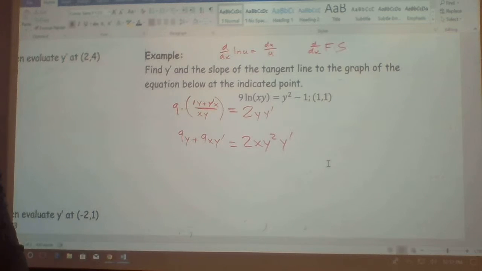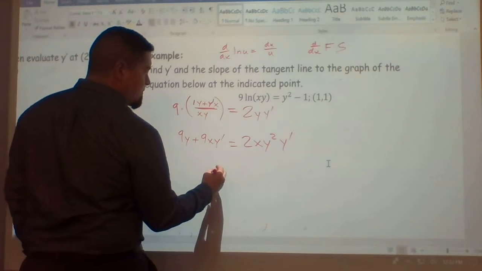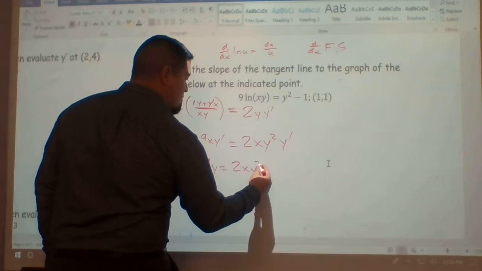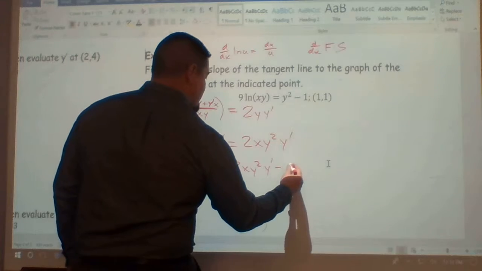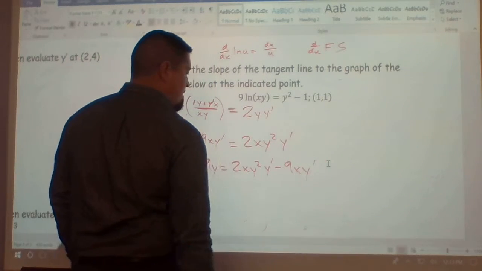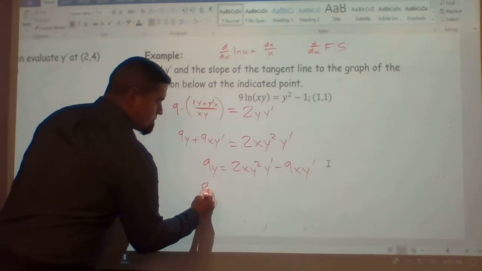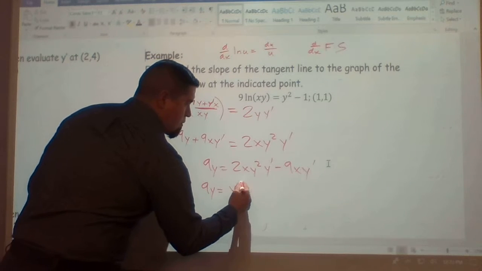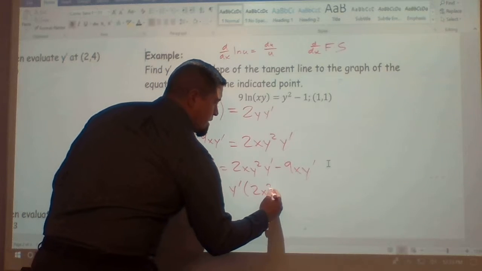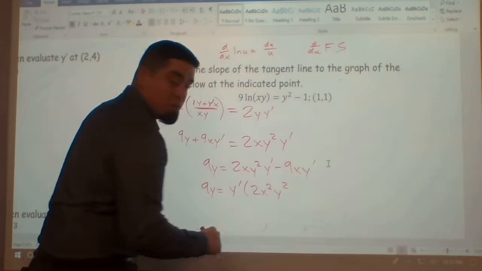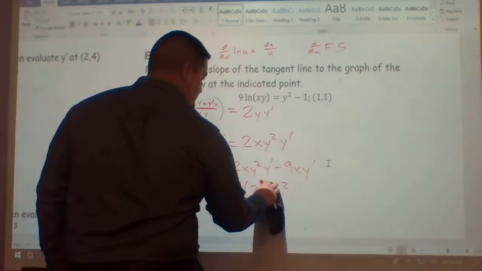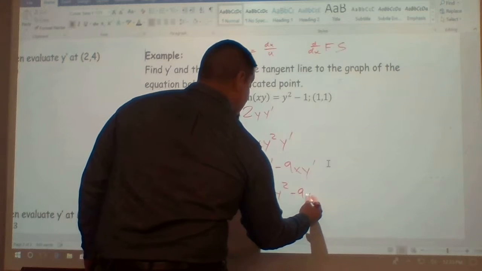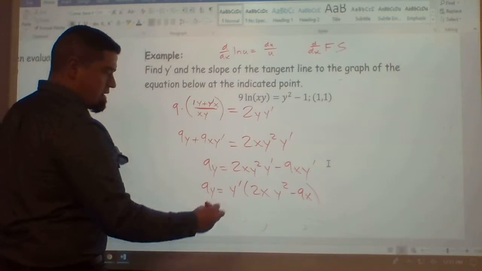So I want to get all the y primes by itself, so scoot that over. You end up with 9y equals 2x y squared y prime minus 9x y prime. Factor out the y prime. So you get y prime, and write what's left over, 2x y squared minus 9x, okay, and then just divide, right?